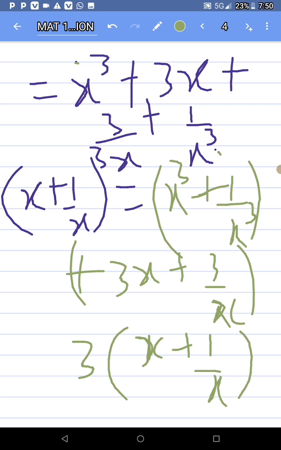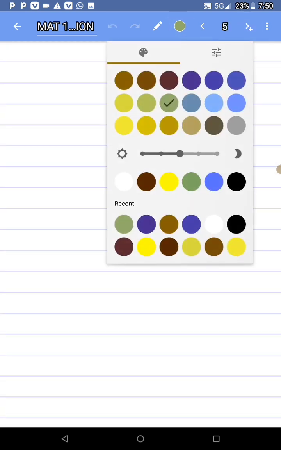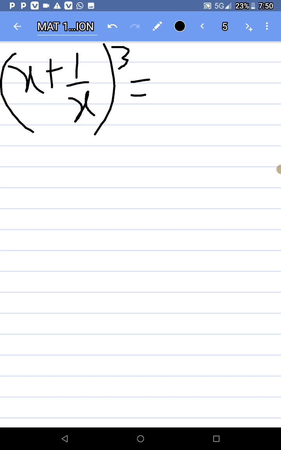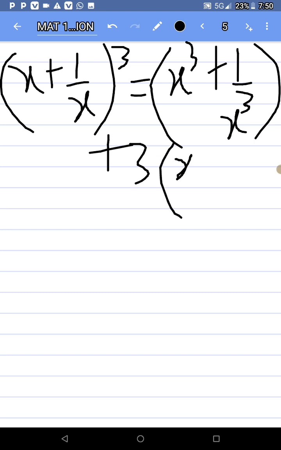Let me show you the next page. Don't mind my handwriting. I'll beg you to just write as you hear me write. Now the next thing we have is, let me change my ink, black. Okay, x plus 1 over x all raised to power 3 will be x cube plus 1 over x cube, then plus 3 into brackets x plus 1 over x.